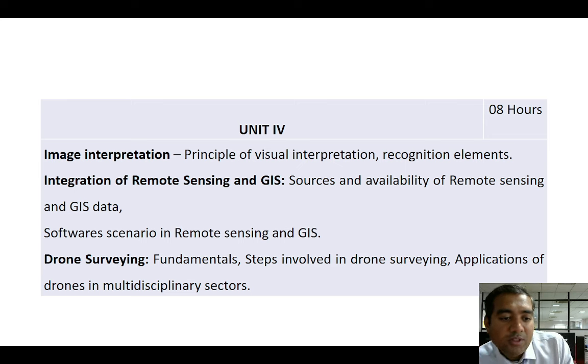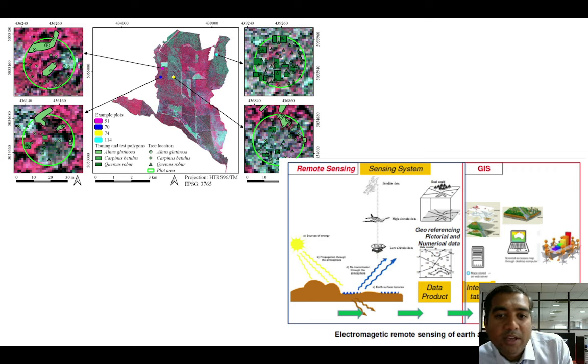Along with this, we have included drone surveying also, the fundamentals of drone surveying and the applications of drones in different sectors, that all you are going to study in unit 4. These are some of the examples where we apply image interpretation techniques. And here you can see another image where remote sensing and GIS are integrated.